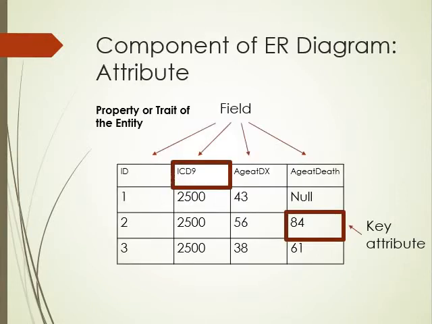We must also understand the attributes. So that's another component of the entity relationship diagram. Attributes are properties or traits of the entity. In this example, there are various fields identified, and these are the attributes: ID, ICD-9, age at diagnosis, and age at death. Key attributes are specific values in the data.